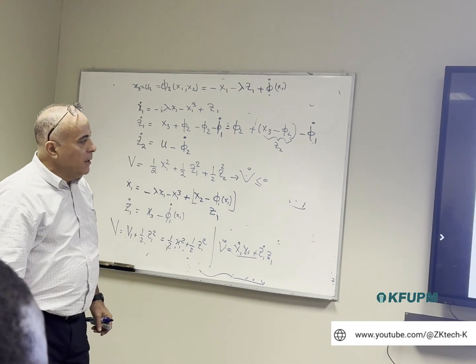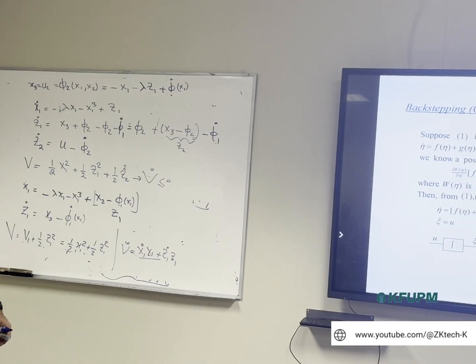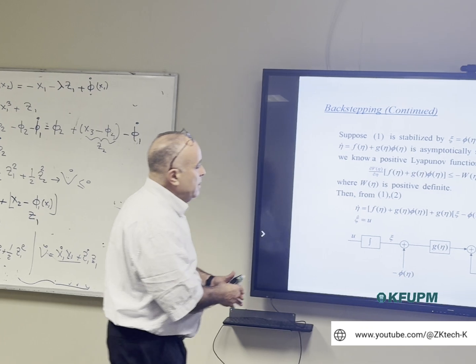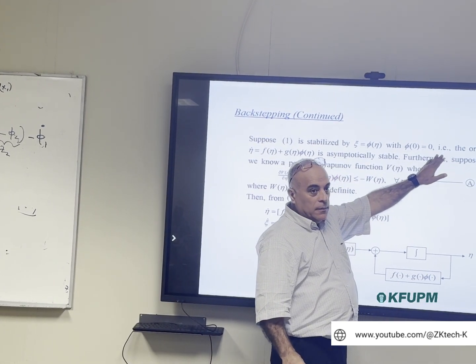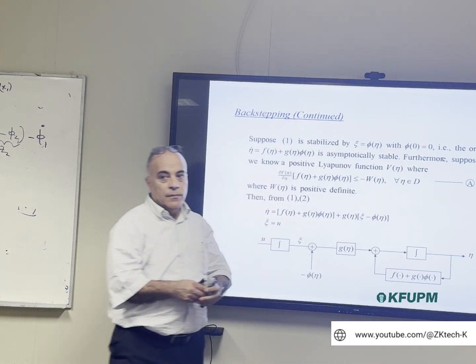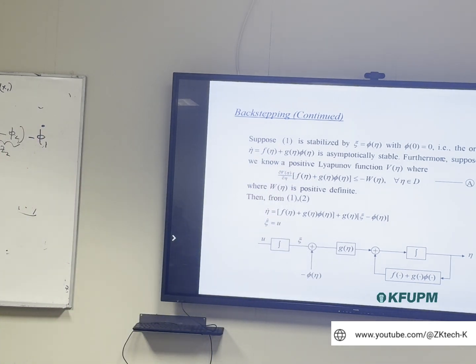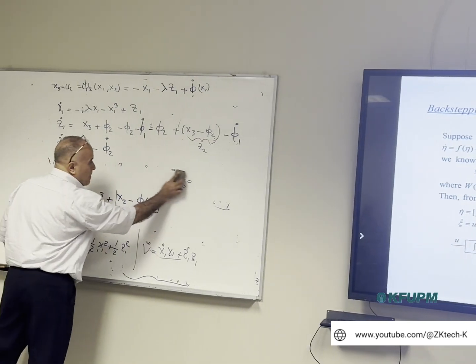If you go back to the slides, you will see that we are going to assume that these phi's have phi of 0, for example here, equal to 0. So we can converge to 0, 0, the equilibrium point. Make sense? Right? So let me give you an example. Now this is what you are going to do.